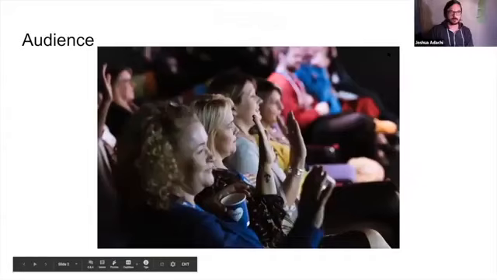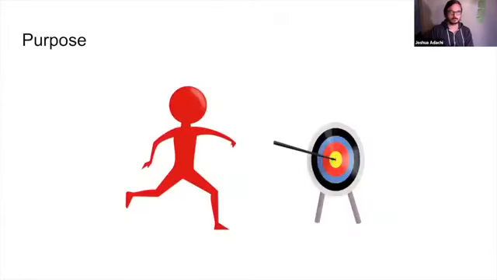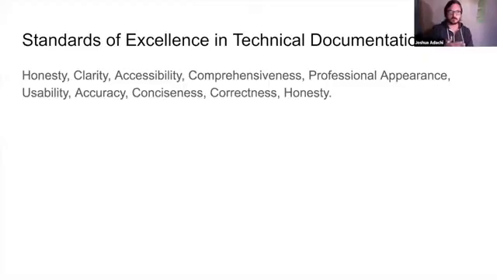All right. Well, today we're going to discuss the project report in a little bit more specific detail. We're going to look at the document. We are going to readdress the concepts of audience, purpose, and the standards of excellence in technical documentation, including honesty, clarity, accessibility, comprehensiveness, professional appearance, usability, accuracy, conciseness, correctness, and most importantly, honesty. Honesty is the principle that's so nice, you gotta say it twice.